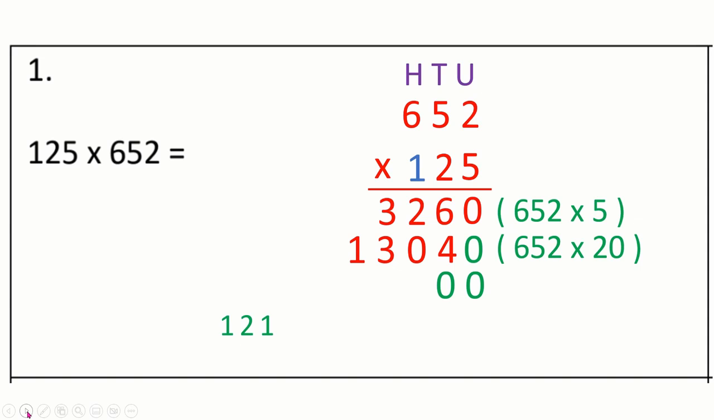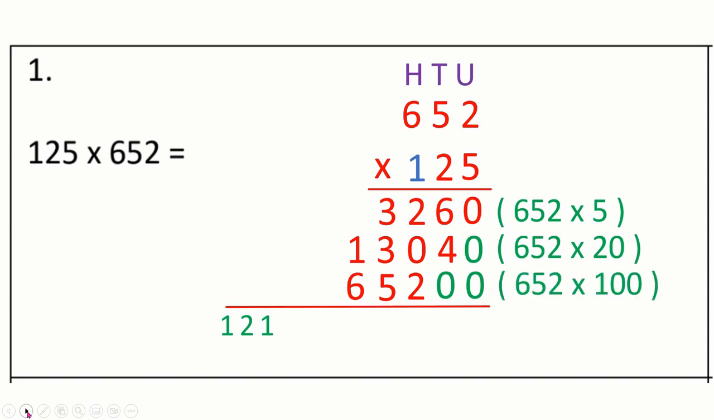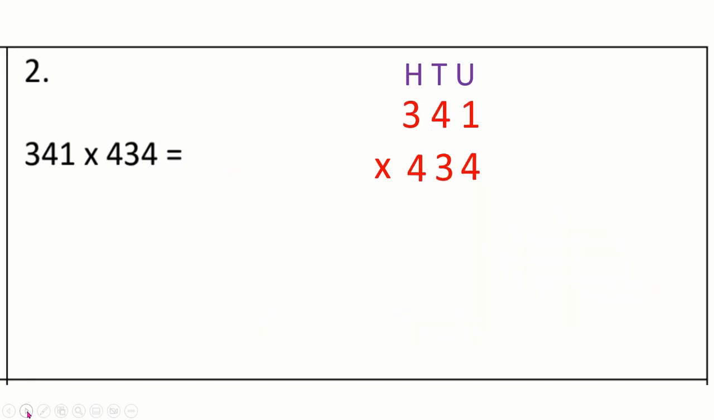So here we go. 2 times 1 is 2. 5 times 1 is 5. 6 times 1 is 6. That's the answer to 652 multiplied by 100. Then we just add those two lines together and the answer is 81,500.